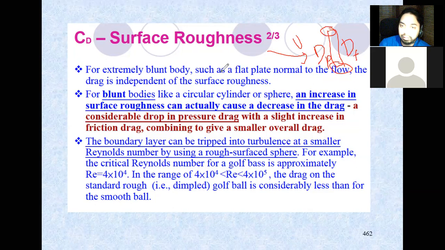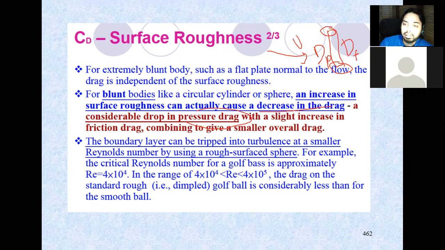For blunt bodies like a circular cylinder or sphere, an increase in surface roughness can actually cause a decrease in the drag. This is what I was talking about. If you increase the surface roughness, intuitively you will say that will increase the drag because of the friction. It's true for the friction, but the total may decrease because of a considerable drop in pressure drag. Remember, the components are pressure and friction. The friction may increase, but the pressure drag may decrease.